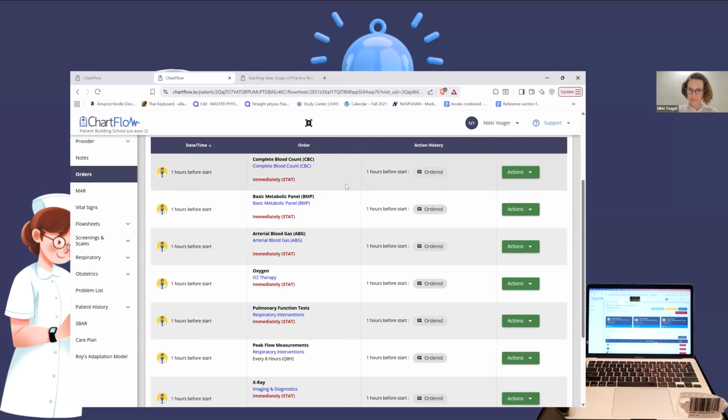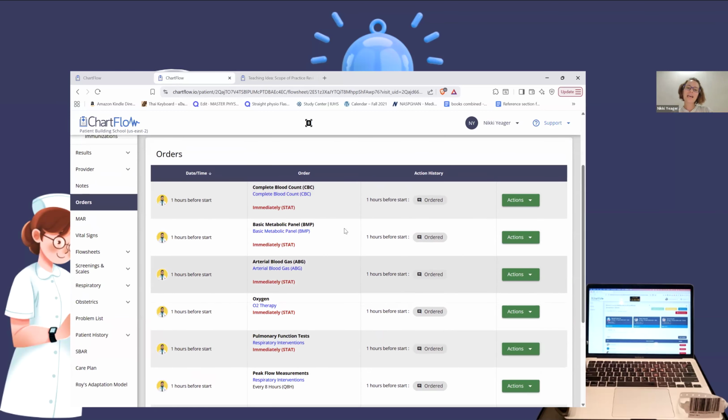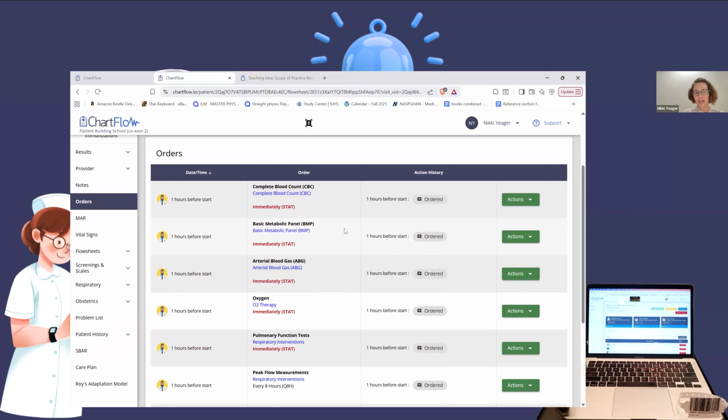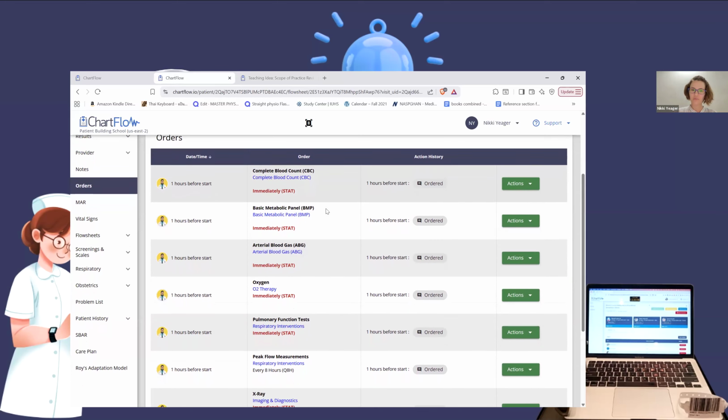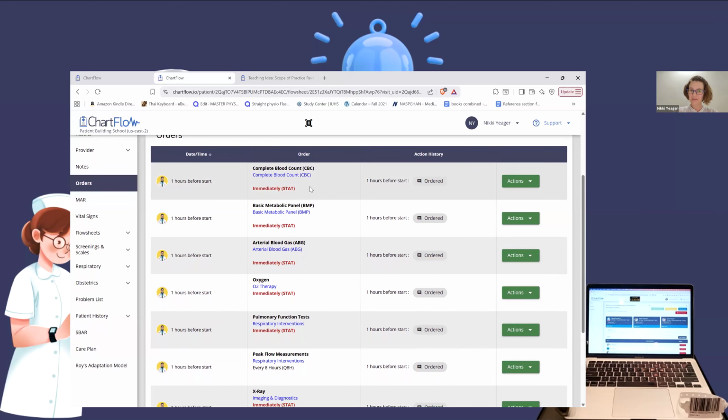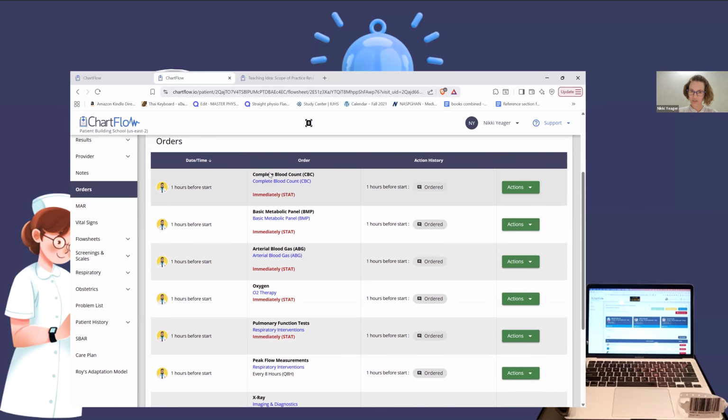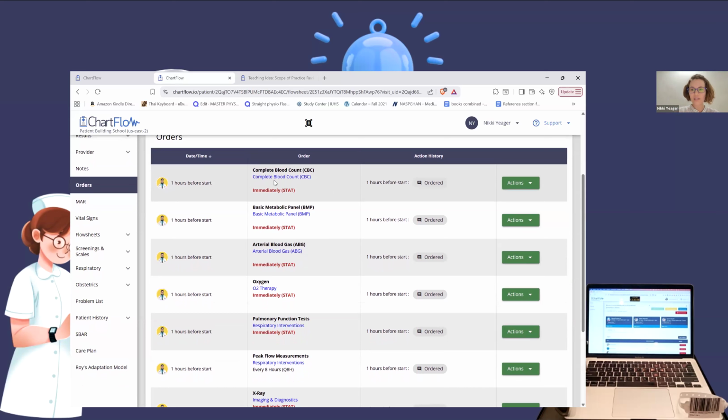Coming back to our orders section, what I do in a chart is I will have these orders up, and this is a great thing to do just during a lecture. Go one by one, and let's talk about scope of practice. So a CBC, right? We're going to have to take blood for that. So we would ask our students, whose scope of practice does this fall under? Well, a physician would put in the order for it, put in the directions, and then typically a registered nurse would be the one drawing the blood.